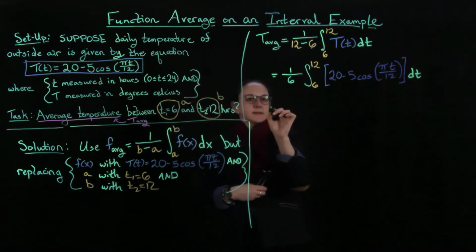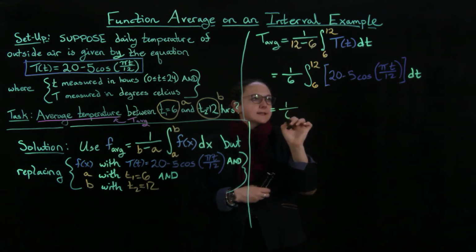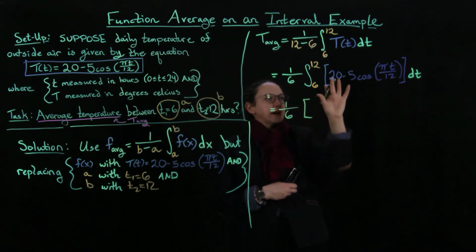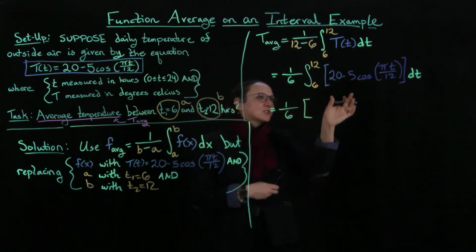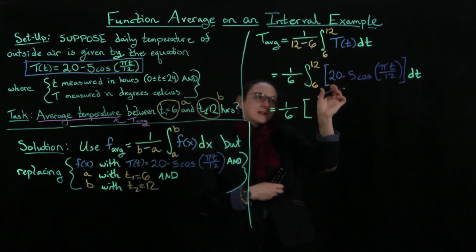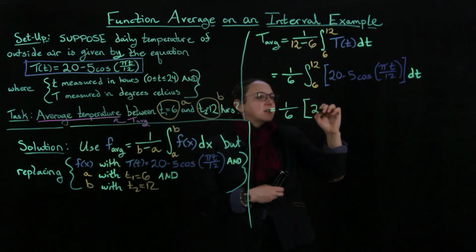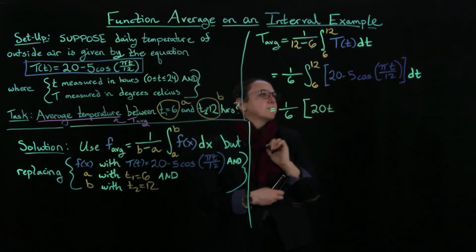So this is going to equal 1/6, and then I'm going to put parentheses here because I'm going to integrate now, right? And so what's the antiderivative? The antiderivative of 20, not so bad. That's just going to be 20t, okay?